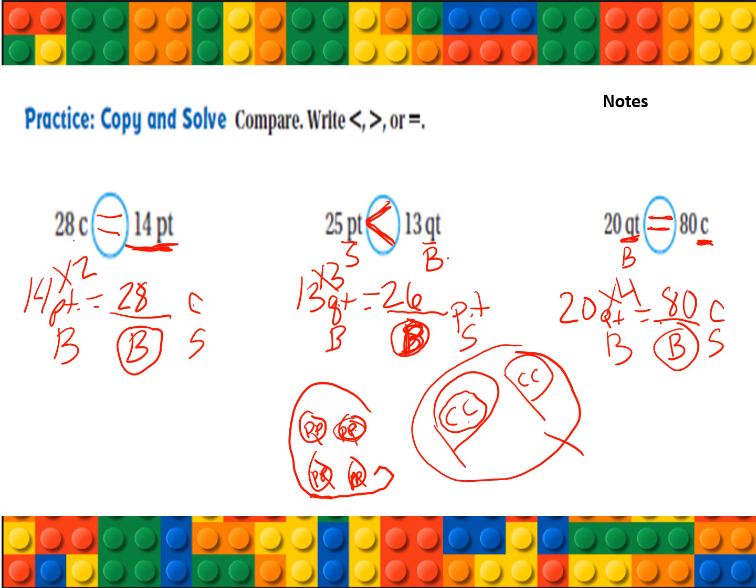All right? So remember, guys, it's always the same strategy. Find out big to the small. Decide if you're multiplying or dividing, and how many of the small units are in the bigger unit. All right? And you'll be good.